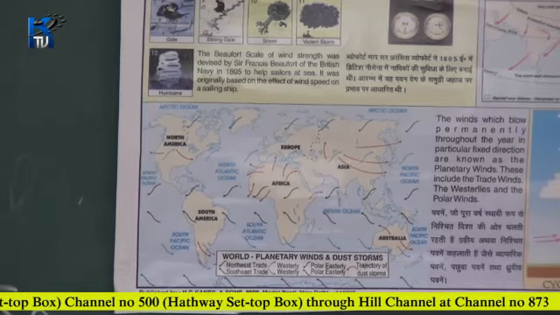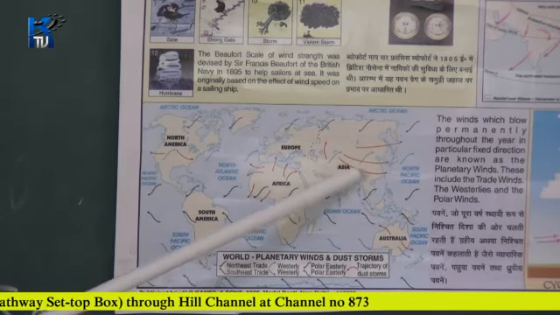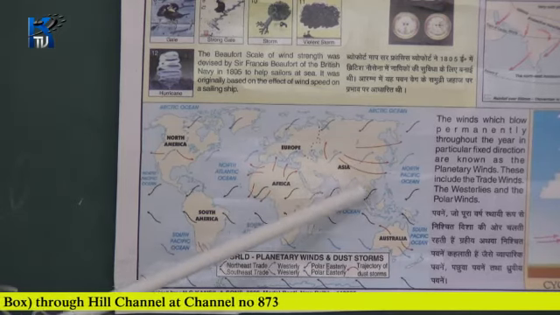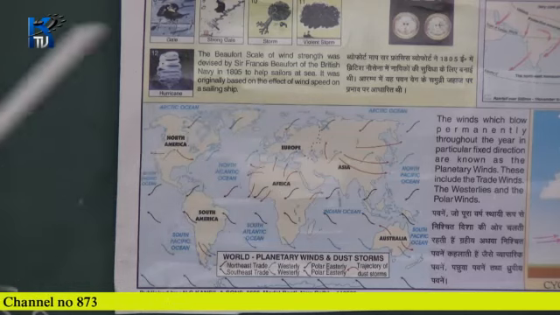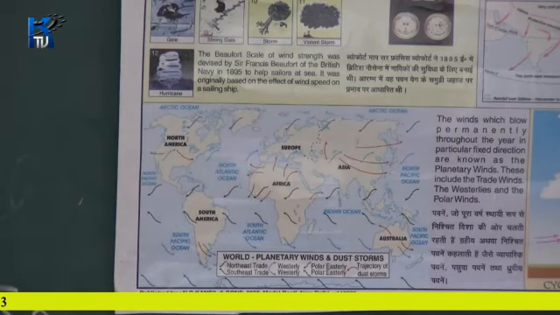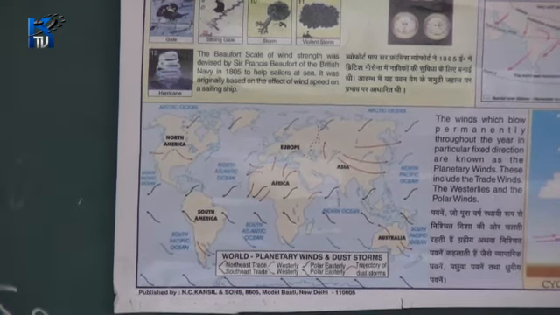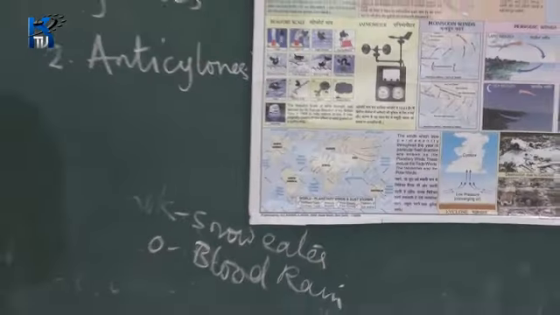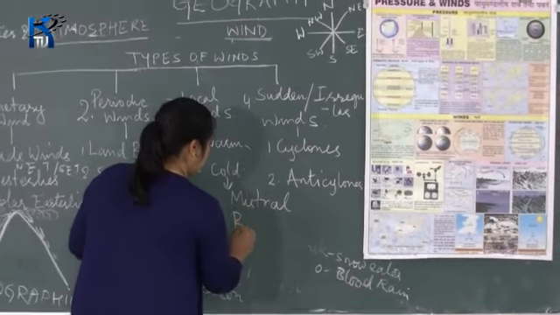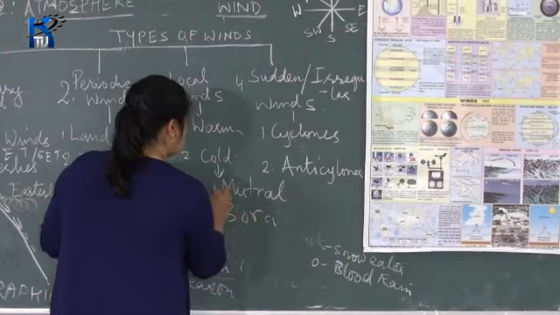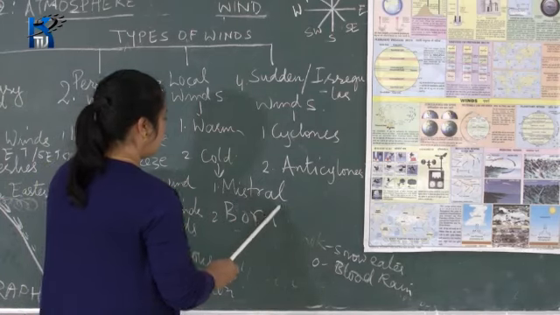Next is Lu. It blows in the northern plains of India during the summer season. The hot gusty winds that blow in North India, northwestern India, are known as Lu. These are the warm winds. And cool winds blow from cold regions. Mistral and Bora. According to our syllabus, there are two types of cold wind, Mistral and Bora.